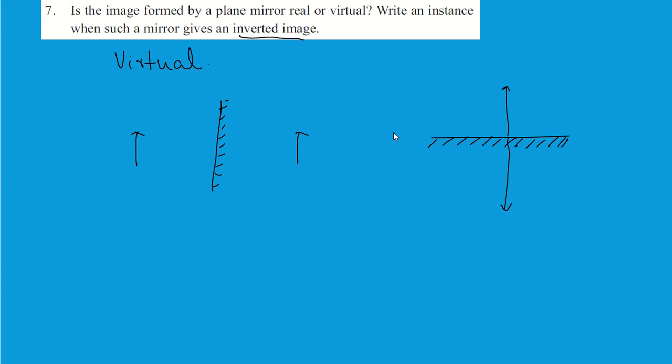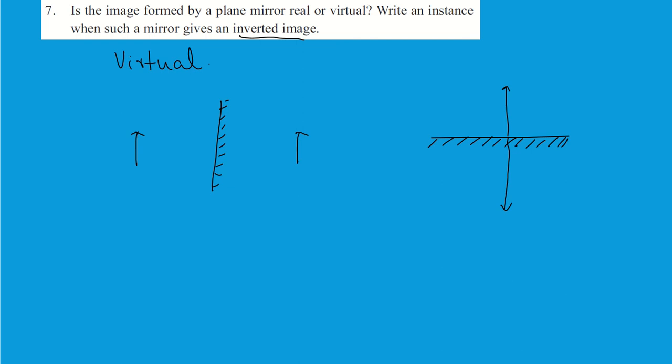If you have any doubt, you can try it. Take your pencil, keep it on the mirror, perpendicular to the mirror. So you see an inverted image of your pencil within the mirror. Okay. So this is an example or an instance where the plane mirror forms an inverted image.